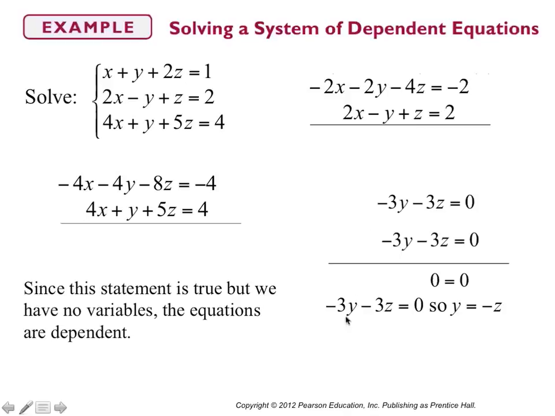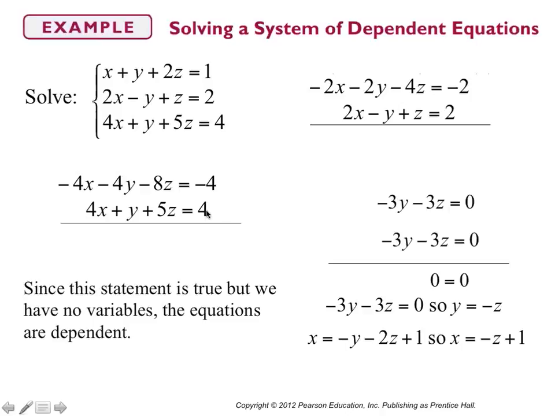So we're going to use basically this equation that we have here, this -3y minus 3z equals 0, and we're going to solve for one of the variables. It does not matter which variable you solve for. But if we solve for y, we're going to add 3z to both sides, divide by -3. We're going to get y equals -z. And now that we have that, we want to go back and plug it back into one of our original equations.